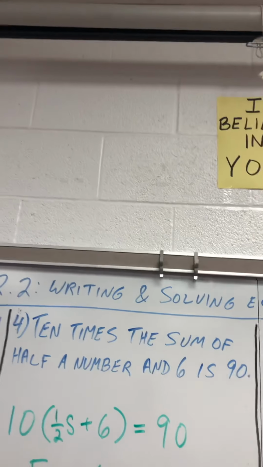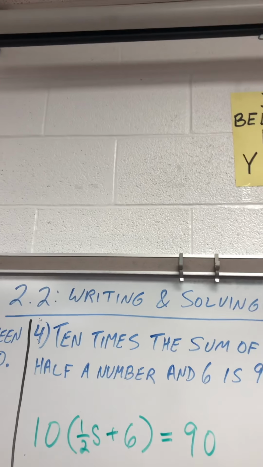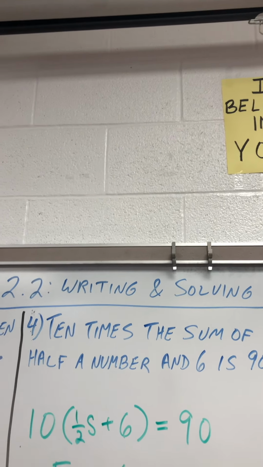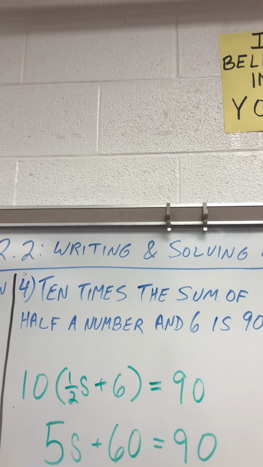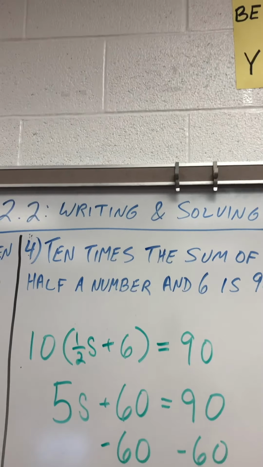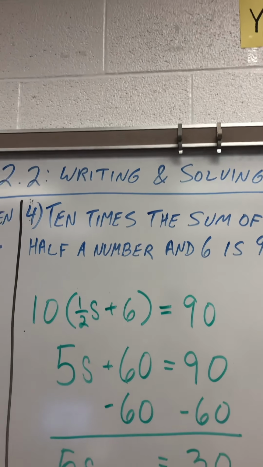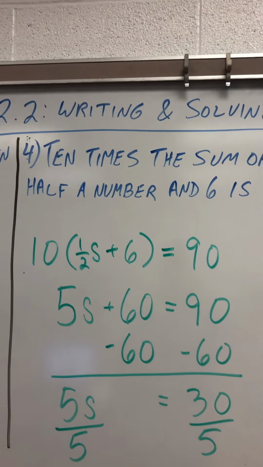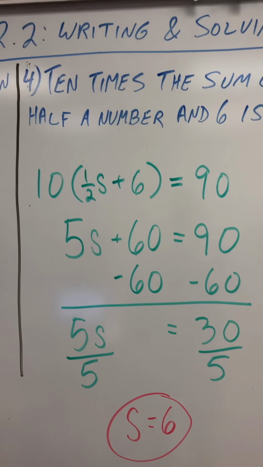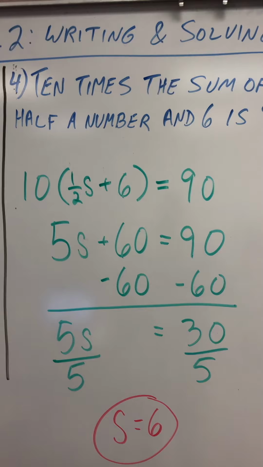All right, now I'm going to distribute. What is half of 10? Half of 10 is 5. And what's 10 times 6? 60. I'm going to minus 60 from both sides and get 5s equals 30. I divide both sides by 5 and I get s equals 6. Okay.